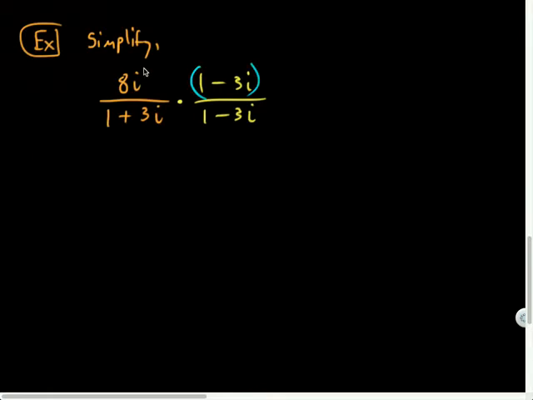Right, so up top, we'll have to distribute there. So 8i times 1 is 8i. 8i times negative 3i is negative 24 i squared.